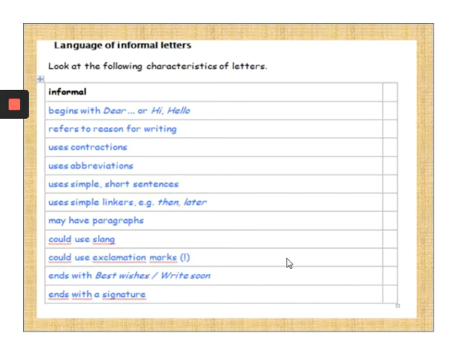Try to avoid them. Okay, again, I have lost my cursor. Here it is.